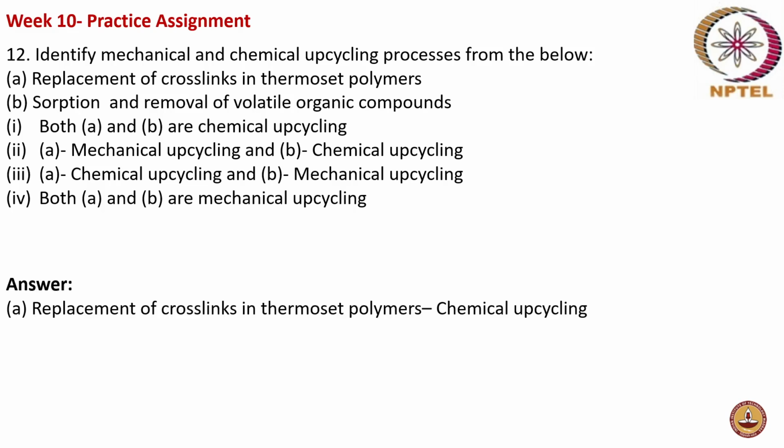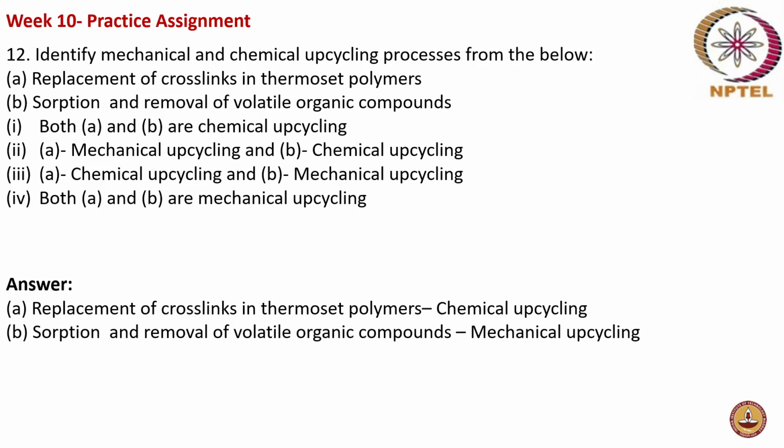Answer is replacement of crosslinks in thermoset polymers is a chemical upcycling. Here, there is a change in the chemical cross-linking, right? That means there is some chemical reaction that has to happen to replace the cross-link in thermoset polymer. That is why it is a chemical upcycling process. Whereas sorption and removal of volatile organic compounds is a mechanical upcycling process. Sorption processes are all mechanical process. Okay, so it is a mechanical upcycling process.